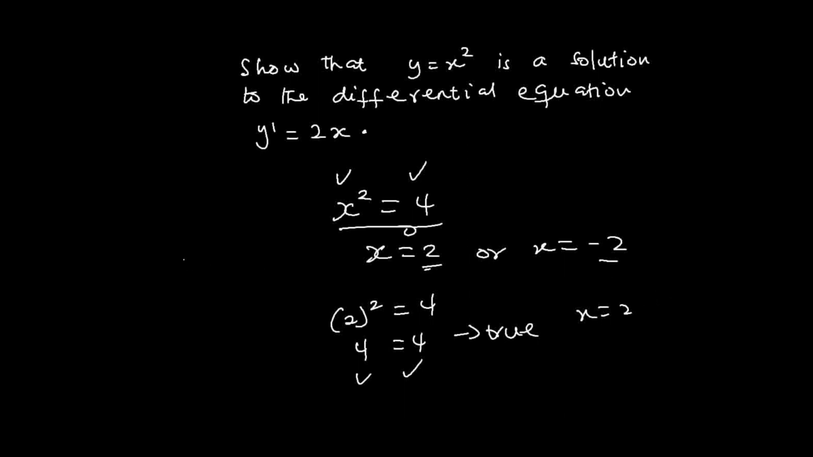Let's do the same for x equals minus 2. So that is minus 2 squared equals 4. Let's see if the left hand side will be equal to the right hand side. This gives me 4 equals 4. So the left hand side is equal to the right hand side. So x equals minus 2 is also a solution.